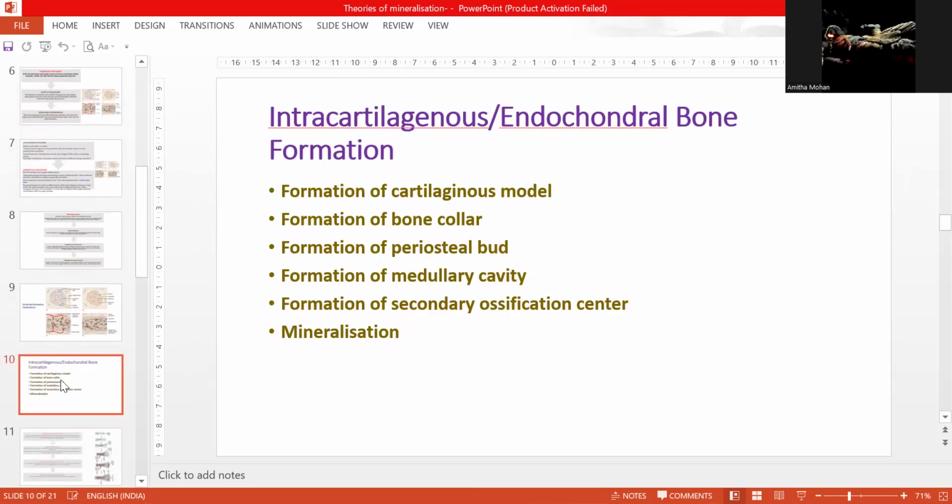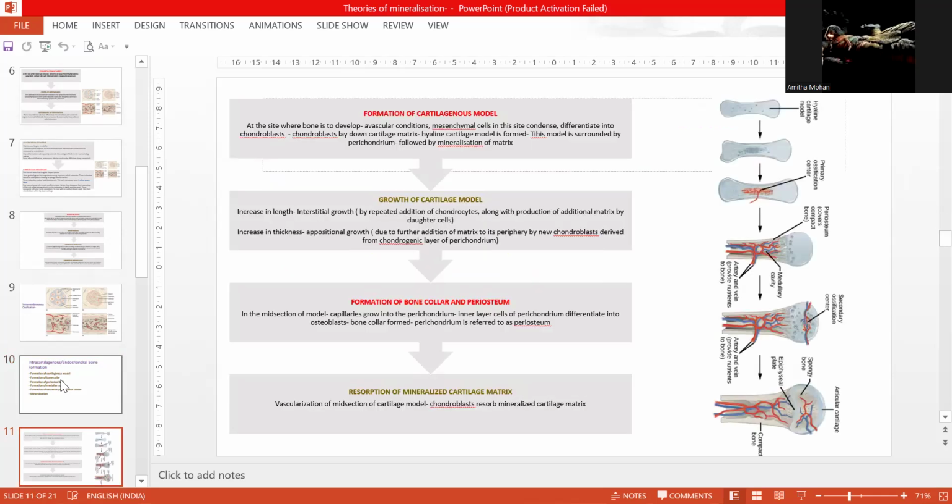Now let us look at the intracartilaginous or endochondral mode of bone formation. These are the various steps involved. There is the formation of a cartilaginous model, formation of bone collar, followed by the formation of periosteal bud and the medullary cavity. This is followed by the formation of a secondary ossification center, followed by mineralization.